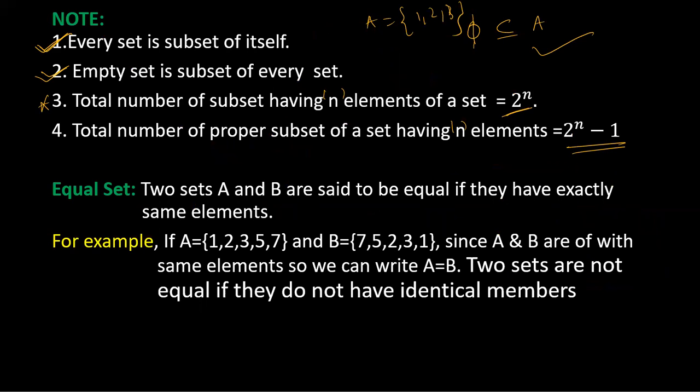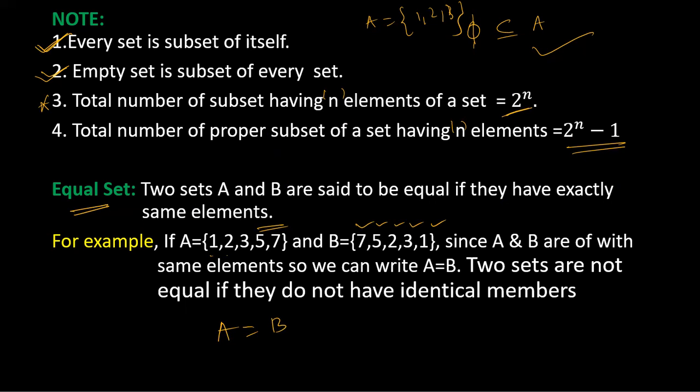Now see equal sets. Two sets A and B are said to be equal if they have exactly the same elements. See here, 1, 2, 3, 5, 7 and 7, 5, 2, 3, 1. Each of the elements of these two sets A and B are the same. That is why these sets A and B are equal.